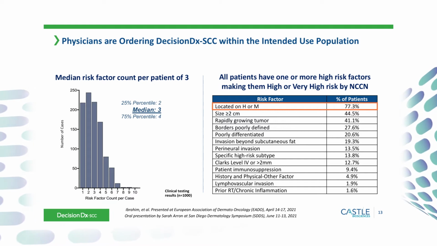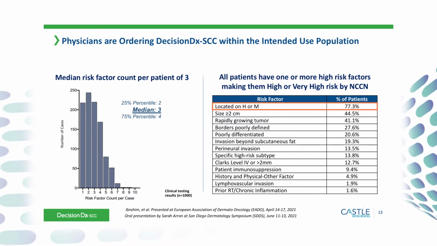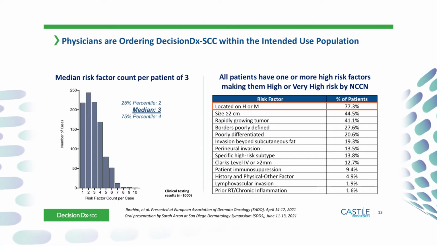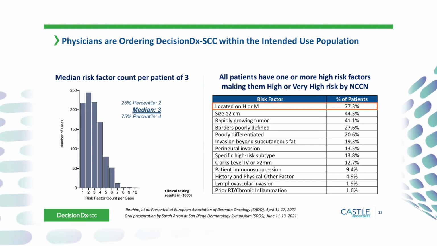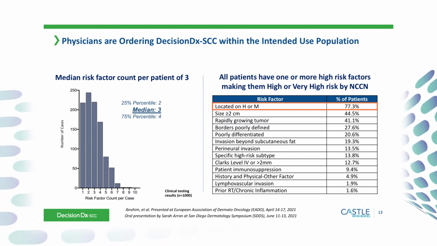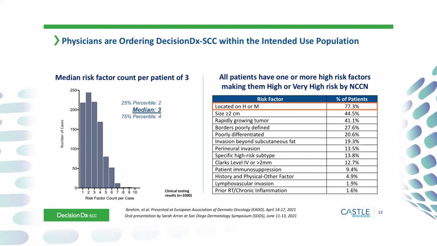So 77% of these patients had tumors that were located in H or M, high risk or moderate risk. And you can see, again, going down the list, size greater than 2 centimeters, other characteristics. These were the individual criteria that were as part of the intended use criteria. So most patients had 3 or 4 potential risk factors that allowed them to undergo this test. Again, for the sake of most of this audience, you will have patients who have at least the risk factor of it being in the head and neck area, very likely to have at least one more of those factors.